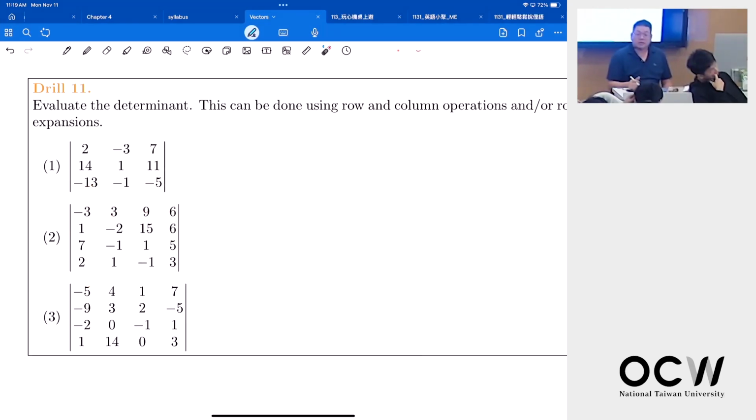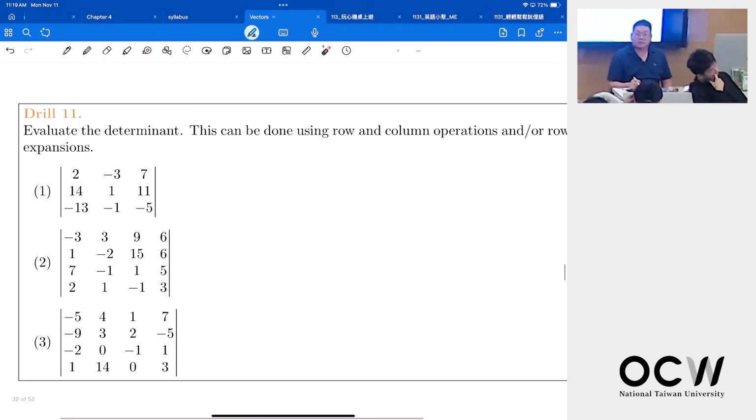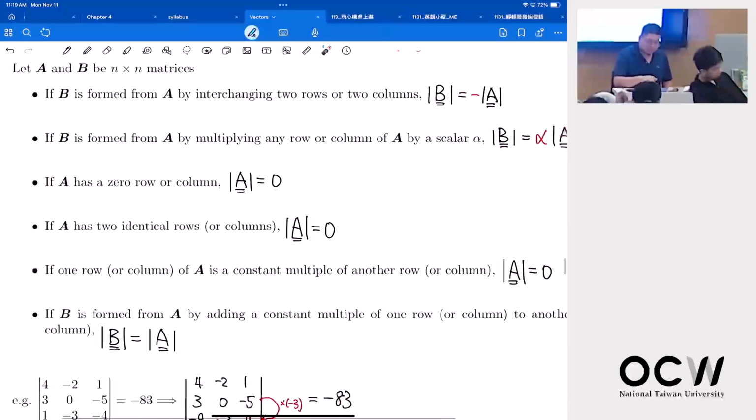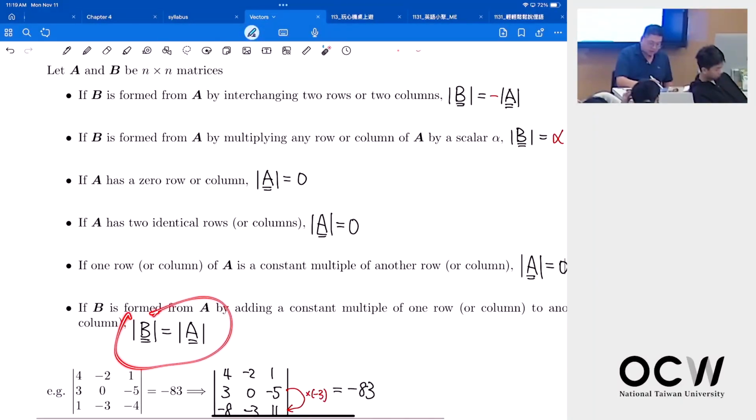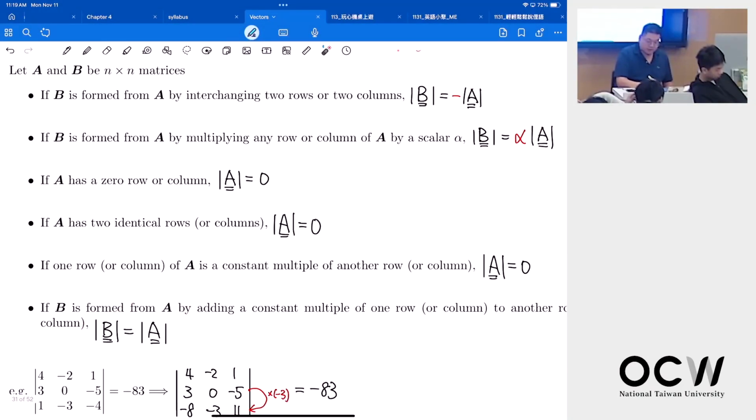Okay, right? Because their determinant should be the same. You can also interchange 2 rows, but remember that every time you change 2 rows, you get a negative sign. If you change 2 rows 2 times, then minus sign times minus sign, that'll be positive.